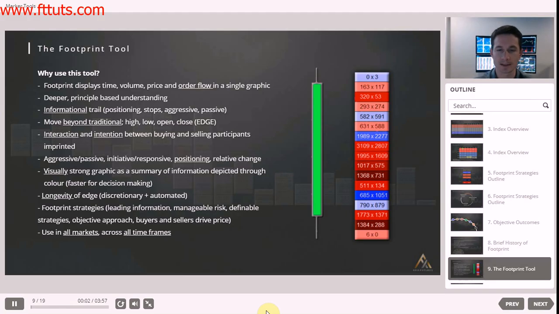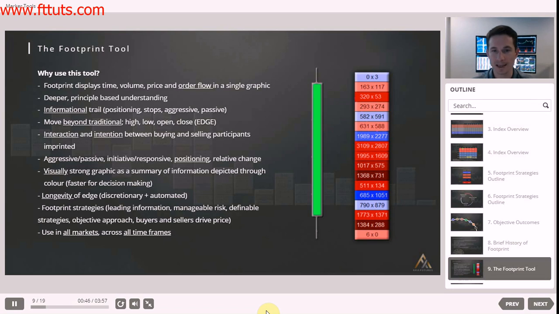We're going to spend the next slide talking about some of the most important reasons why you could consider adopting the footprint tool. To start off with, what you can see depicted in the slide is a traditional candlestick, and to the right of it, a traditional footprint one rotation. Now, don't get too concerned about what effectively the footprint implies in terms of the numbers and the X's. We will get onto that a little bit later in this unit and obviously later on the course. But for now, what I want you to understand is some of the basic reasons why we utilize the tool. So first and foremost, the footprint displays time, volume, price, and order flow in one single graphic.